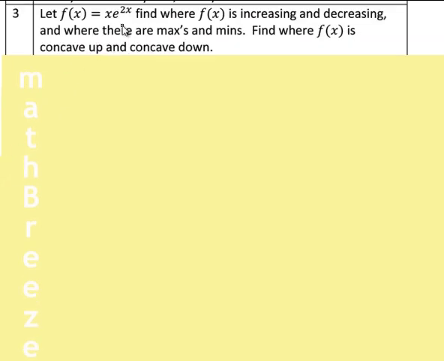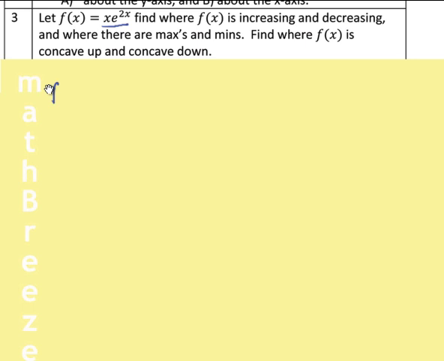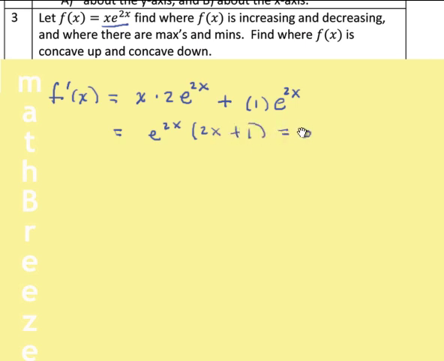Here we want to find where this function is increasing, decreasing, max, min. So let's look at the derivative. We have a product rule here. First times derivative of the second, derivative of the first times the second. And we'll factor out e to the 2x. Set this equal to 0. This is never 0.